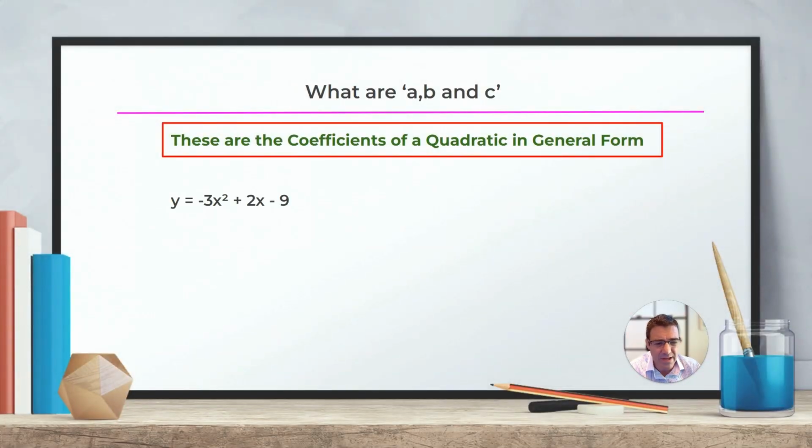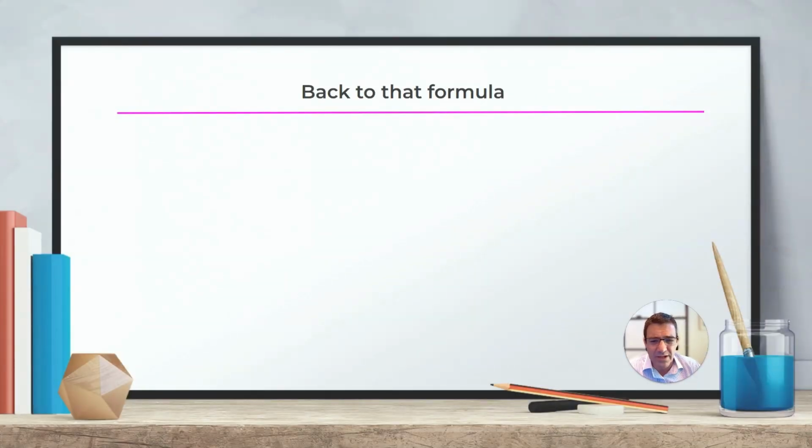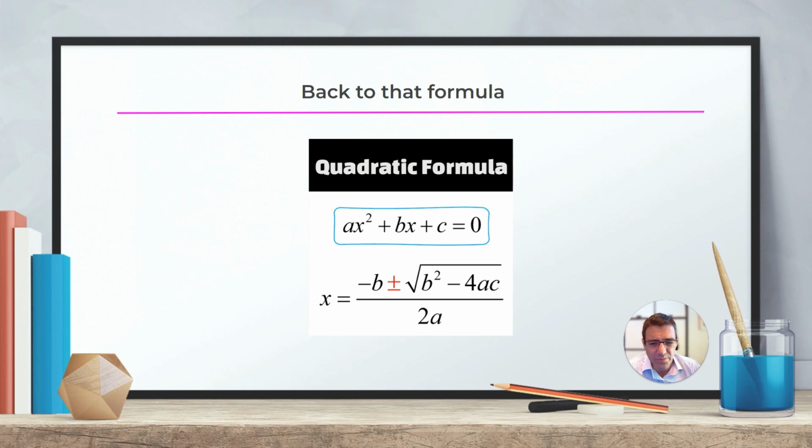If we look at another example, y equals negative 3x squared plus 2x minus 9. If you try and find those coefficients, you'll realize, and we've highlighted them in red for you here, a equals negative 3, b equals positive 2, and the c value is negative 9. So they're not too hard to figure out. It's just the numbers: first the number in front of x squared, then the number in front of x, and then the last number. Back to that formula, that super scary formula.